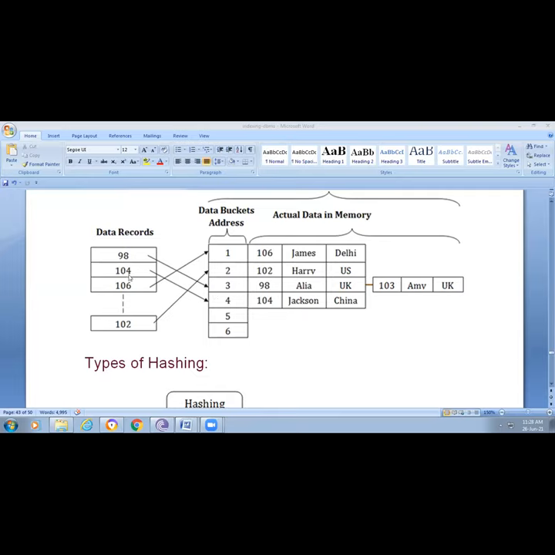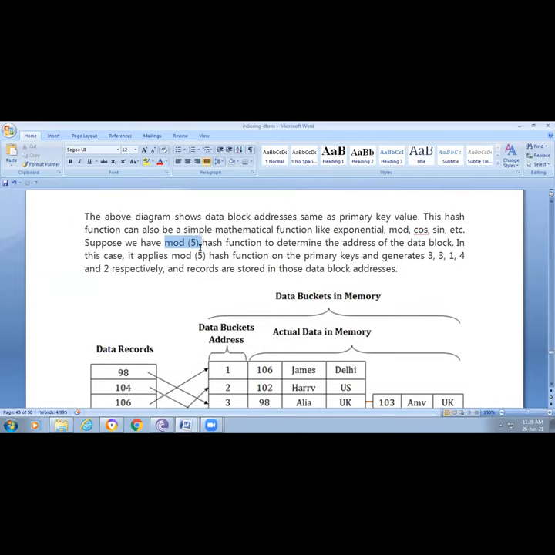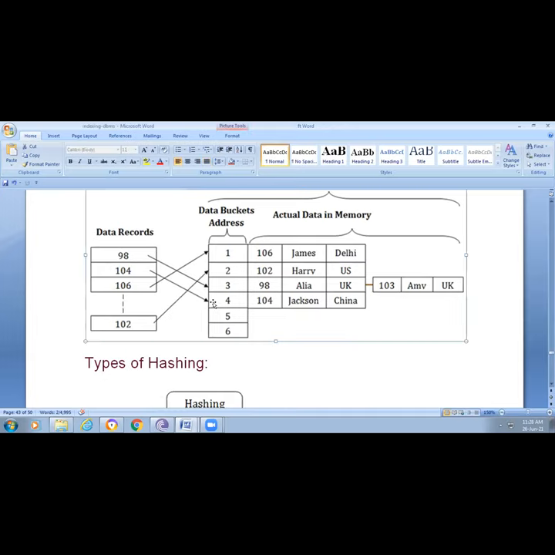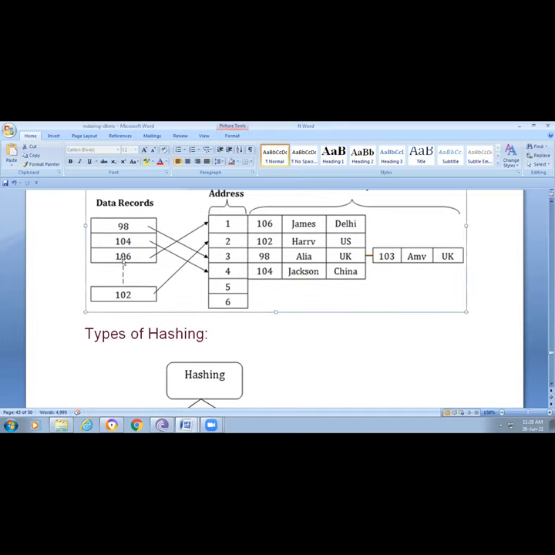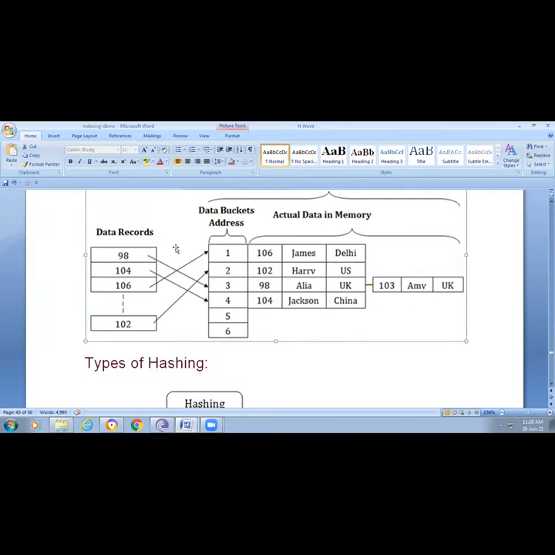In the same way, for 104, 20 into 5 is 100, so the remainder is 4, and it will be placed in the fourth bucket. In this example we consider mod 5, so that's why we store it in the fourth one. For 106, 21 into 5 is 105, so the remainder is 1, and it is placed at location 1. In the same way for 102, 20 into 5 is 100, the remainder is 2, so that will be placed at 2. In this way we can also place the data records in memory.